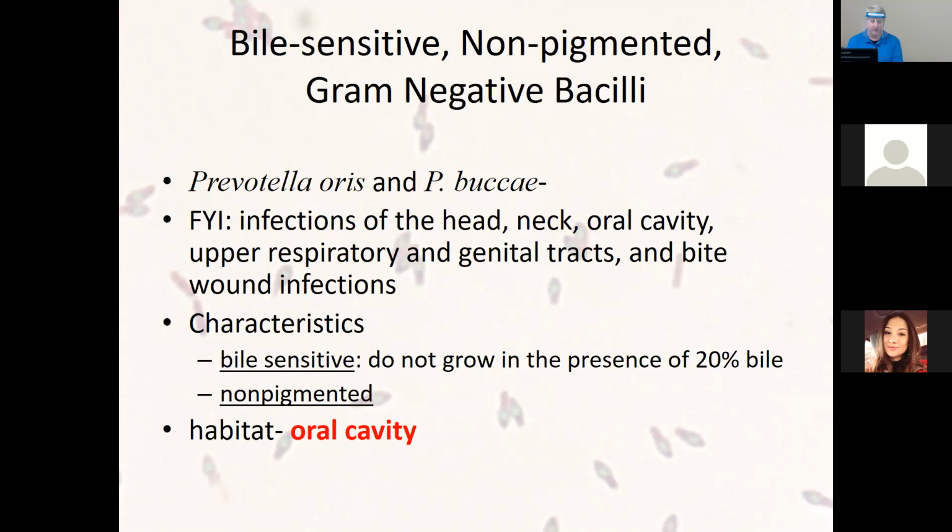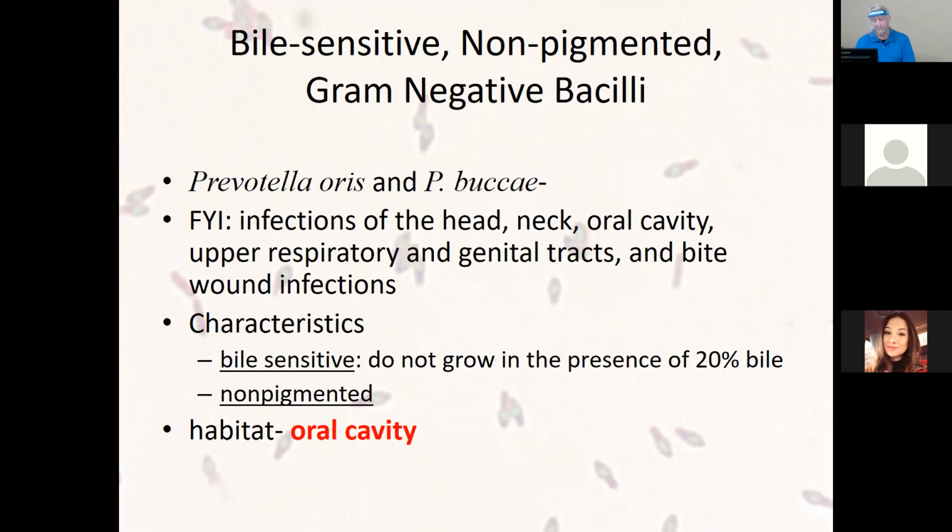How could we test that? Are we going to have plates for this bile sensitivity? Has anybody ever heard of one of our growth media that we like to put these in? Bile salts? Bile esculin. Okay, so we'll have bile esculin available for this, right? Increasing our bile content would definitely help us here. These will not grow there.